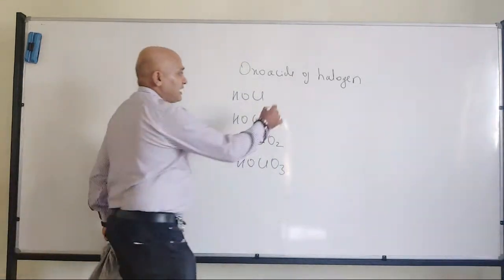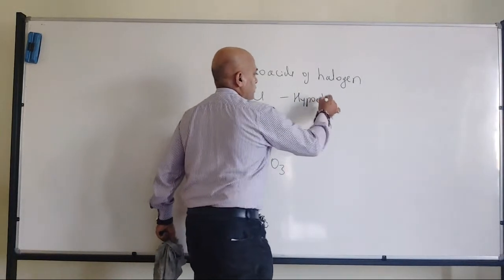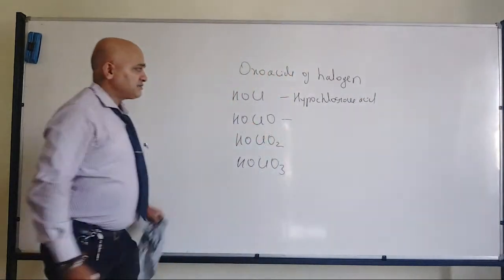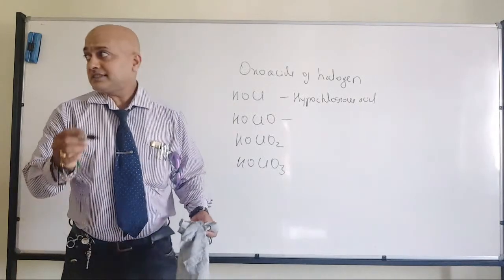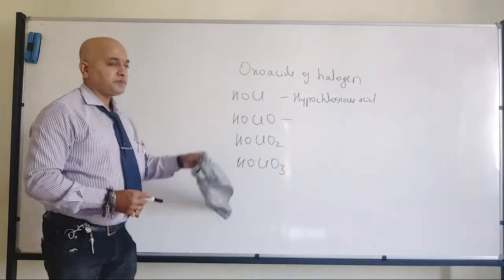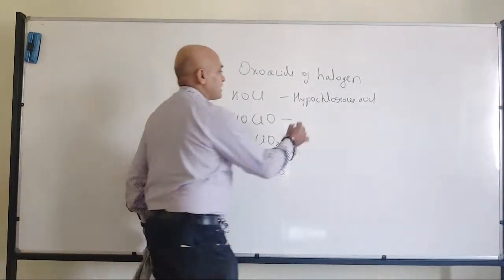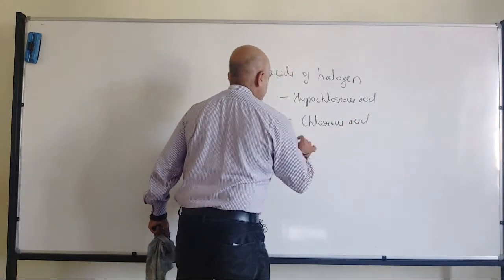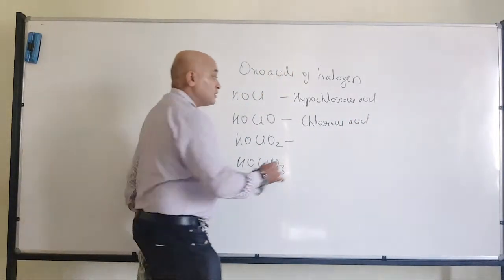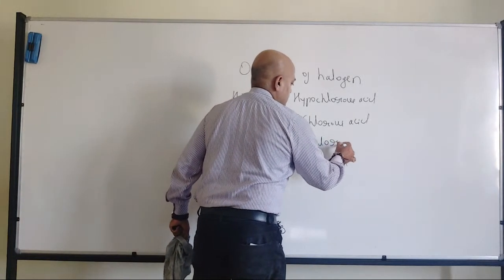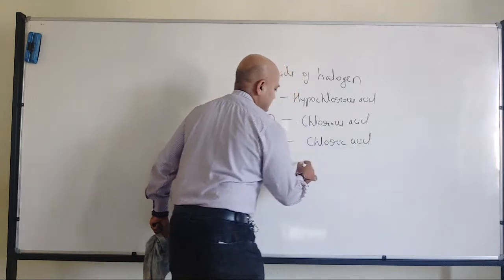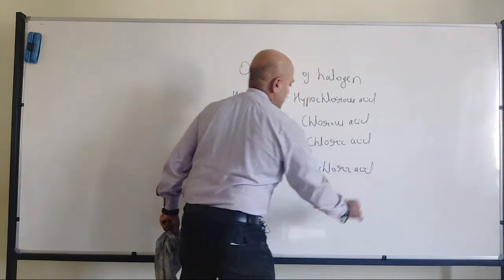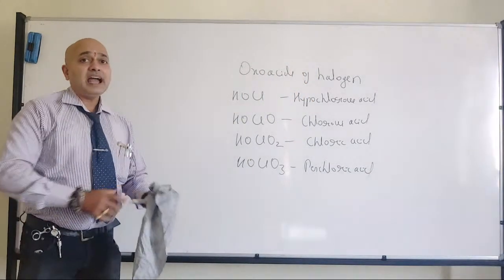Fine. Now HOCl is hypochlorous acid. Now what will be this one? This will be simply called chlorous acid. What about this one? This will be called chloric acid. And the last one will be perchloric acid.